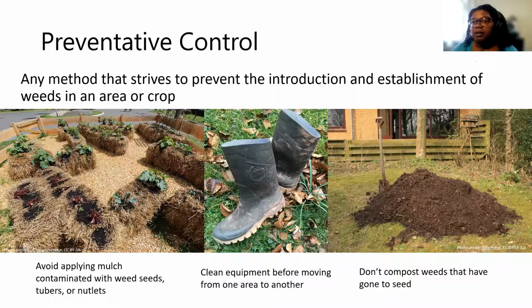In addition, I recommend talking to your vendor and asking, where did this mulch come from? Is it weed free? Did the materials go to seed before it was harvested? These are all questions that can help you reduce the amount of weed introductions to your garden or community garden. Another common preventative strategy that is applicable across a range of scales, from a little personal garden, to a medium-sized community garden, to a full-size 100-acre vegetable farm, is cleaning your equipment before moving from one area to another.